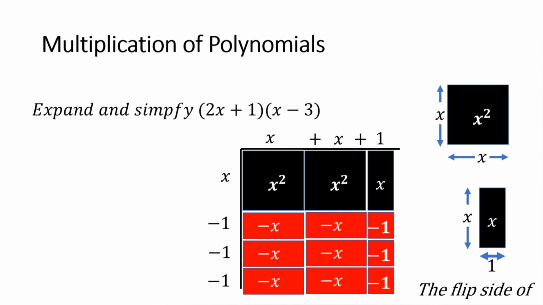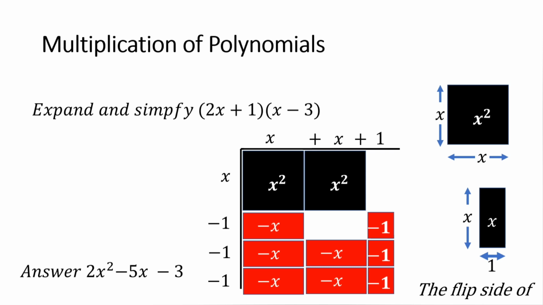And so the product of 2x plus 1 into x minus 3 would be the sum total of all the tiles that are beneath the multiplication table. But be careful. Look carefully and you will see that some nullification or a zero pair occurs. This occurs when we have an x and a minus x, and therefore these will be eliminated. Now we can actually count the amount of tiles beneath the multiplication table to get our answer. Our answer therefore will be 2x squared minus 5x minus 3.